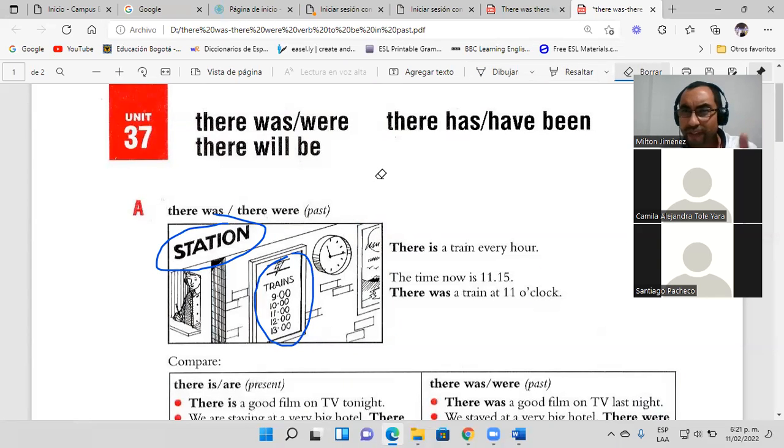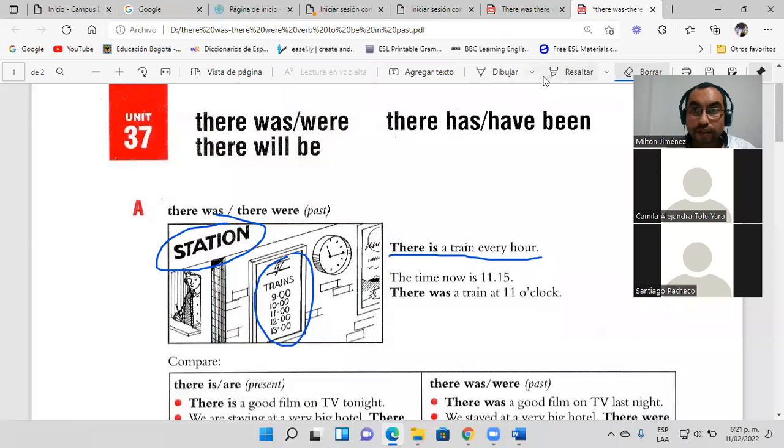It's like 11:15 or something like that. Yeah, most probably. Okay, so there is a train every hour. Yeah, 9, 10, 11, 12, there is a train every hour. The time now is 11:15. Yeah, so it is 11:15, no problem.